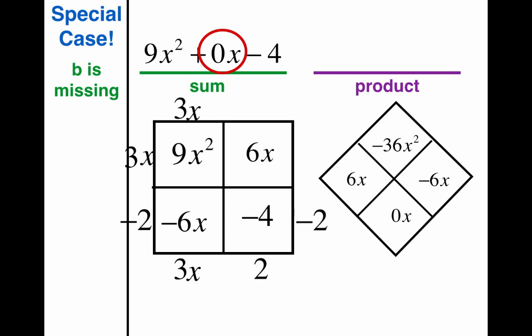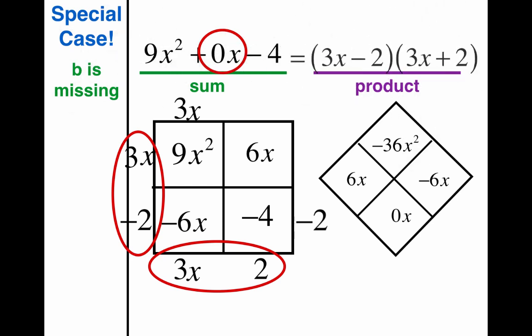So we've got our solution. We've got our parentheses, 3x minus 2 and 3x plus 2. And we're going to write that down. Equals 3x minus 2 and 3x plus 2. And we're done. We factored our special case.